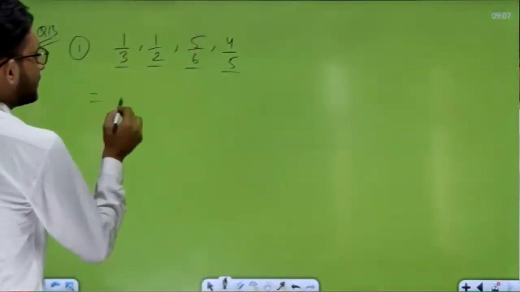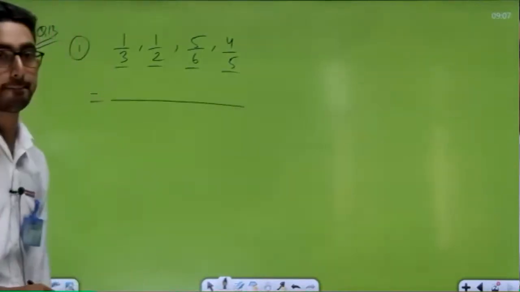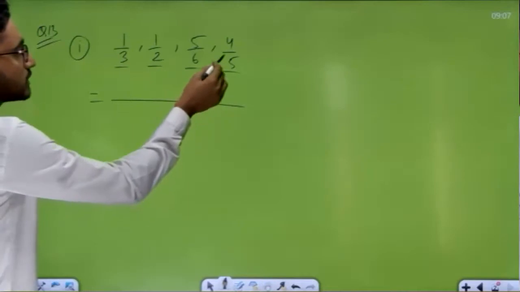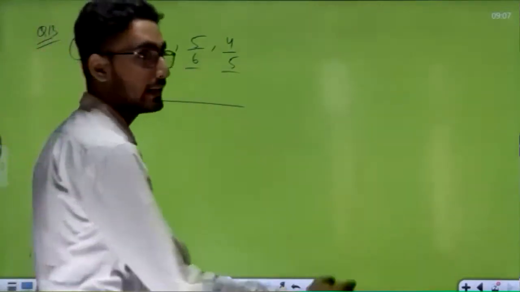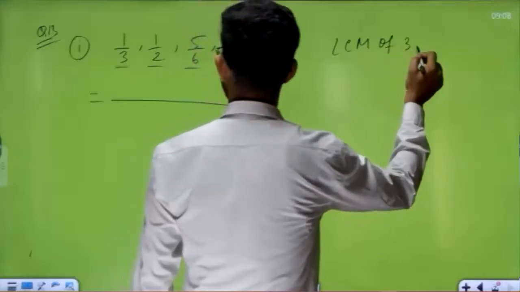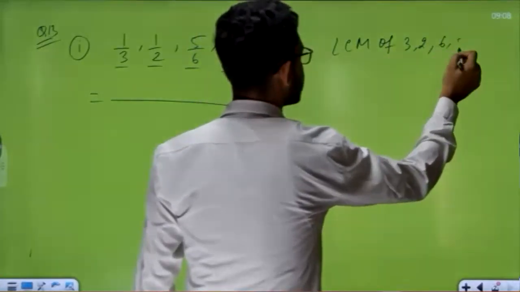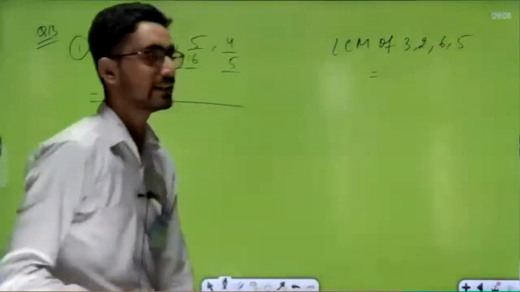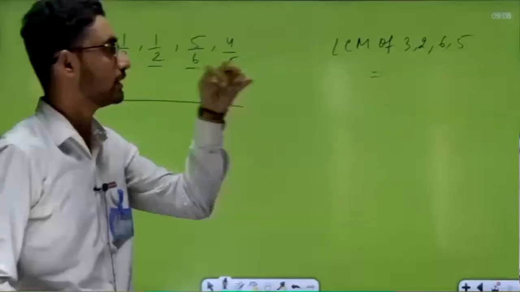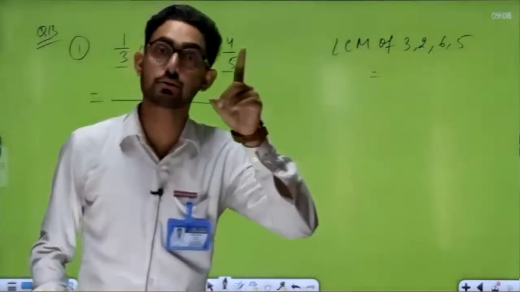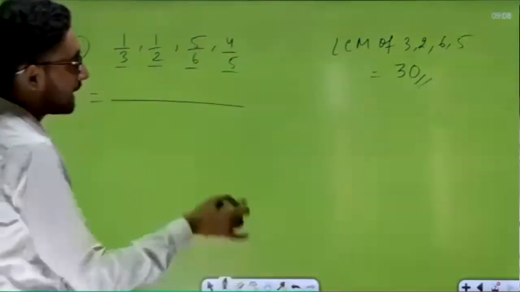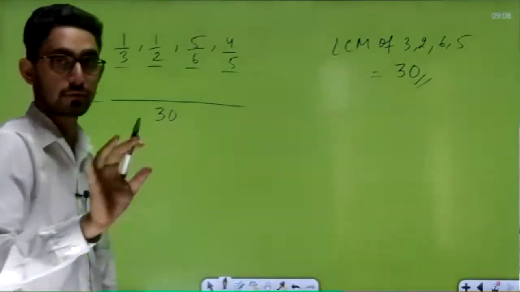When we take out the LCM of 3, 2, 6, 5, then what is the LCM? Let's see. LCM of 3, 2, 6, 5. Okay, what is the LCM of 3, 2, 6, 5? 30. Very good. The LCM of 3, 2, 6, 5 is equal to 30. So first of all you have to find the LCM. Okay, and write it down here. Look carefully, all of you.